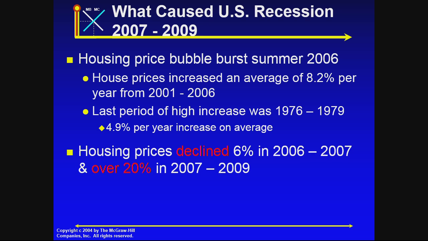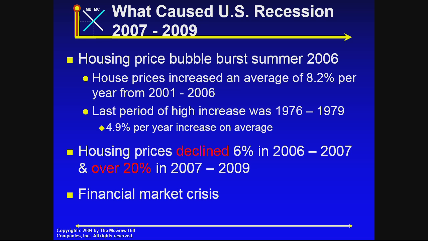So let's talk about what happened in that Great Recession. It was due to housing prices. You heard about it? We call it a bubble. A bubble is like, whoa, it's healthy and prices keep going up, and then one day, poof, it pops. The bubble bursts. In the earlier years, 2001 to 2006, housing prices were increasing drastically, 8.2%, that's quite a bit, compared to 1976 to 1979, almost 20 years beforehand, when it was 4.9.